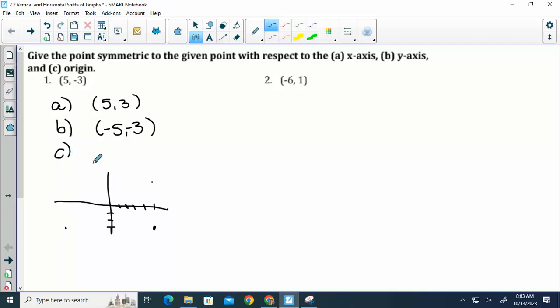See, John Paul, this one has you written all over it. Okay, so if it's symmetric to the origin, what do we have to do? Change both. So what do we get? Negative 5, positive 3. Yes. Because you have to flip over the y and the x. So it ends up there.